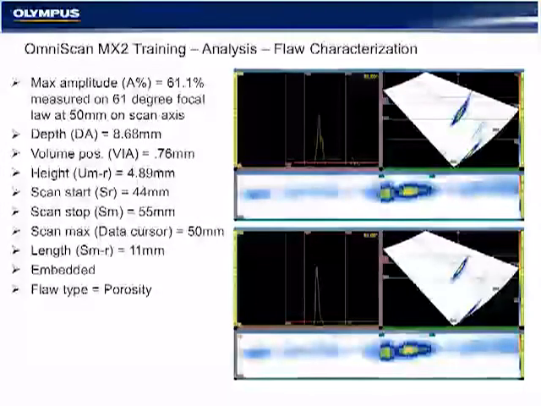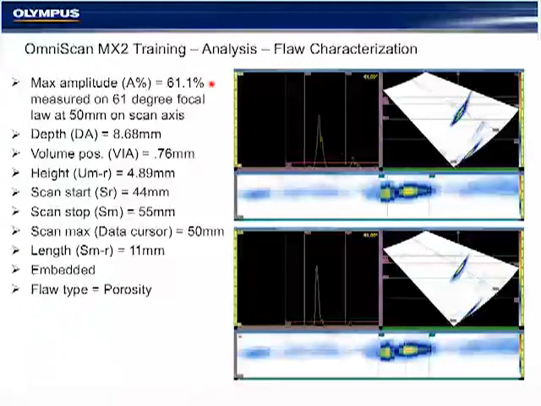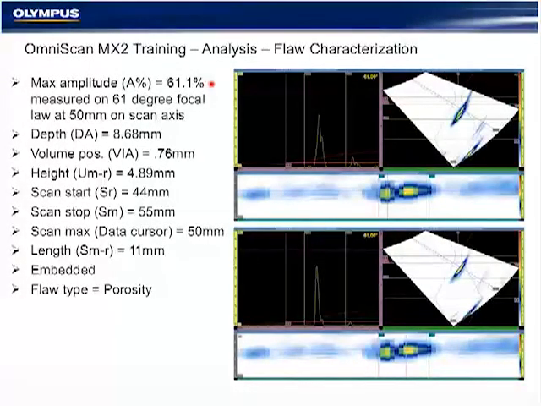And in this case, we'll see a typical inspection report would include the maximum amplitude that we talked about, recorded on the focal law of most relevance. In this case, it was on the 61-degree focal law. We can see the depth from the DA reading of 8.68 millimeters. The volumetric position means that it is 0.76 millimeters on the positive or skew 270 side of the weld.